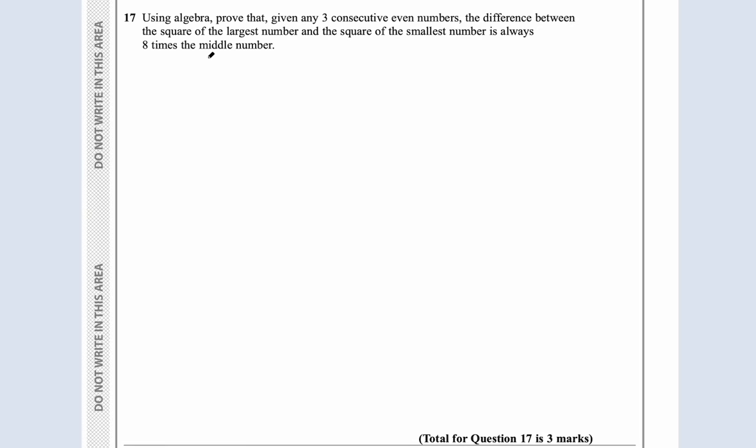So firstly, an even number, let 2n, 2n plus 2 and 2n plus 4 be 3 consecutive even numbers.